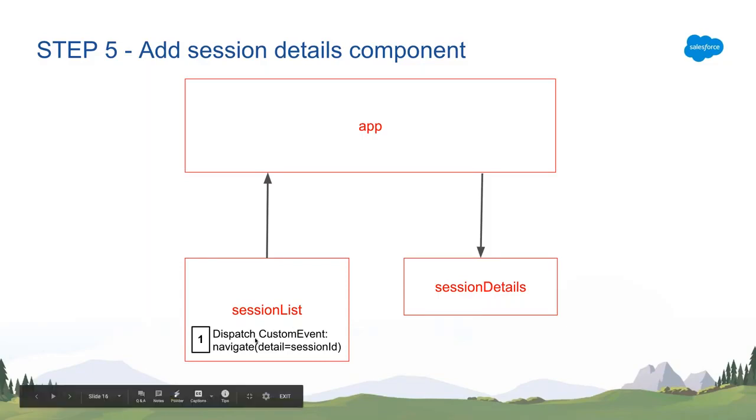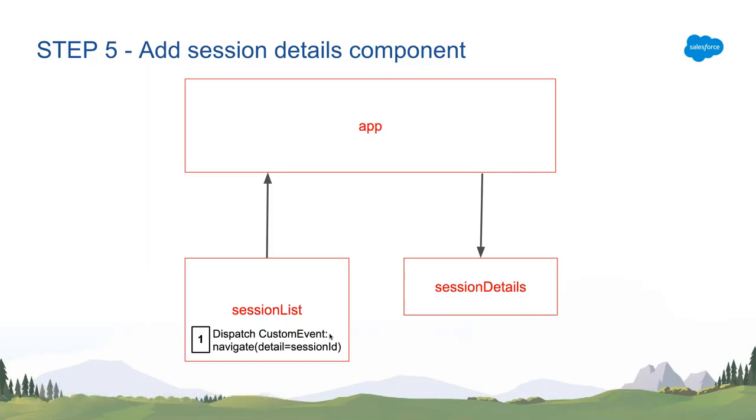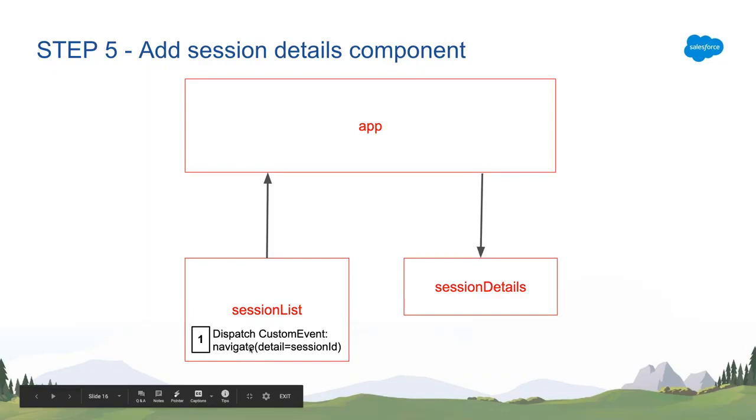Same as the standard input tag was dispatching the input event, and we were able to define a handler for that event, we will do the same, but we will dispatch a custom event called navigate. When dispatching custom events, you can define what is carried into the payload of the event. And in this case, we want to carry the session ID, the selected session ID.